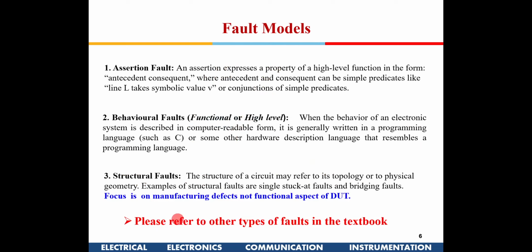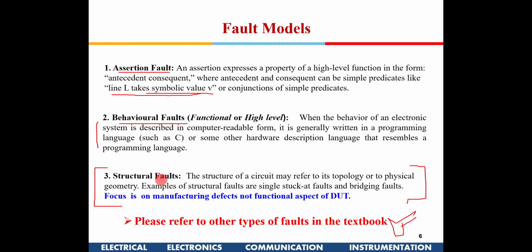Now there are several kinds of fault models which are mentioned in your textbook. One is known as an assertion fault, in which you say, okay, this particular line takes a value V. So these kinds of fault models can be done, right? Or you could have behavioral faults, where you can say this wire, instead of A and B, it is A or B. That kind of fault you can write, but we are interested only in this, right? There are several kinds of faults. Just for your theoretical knowledge, you could go through this.